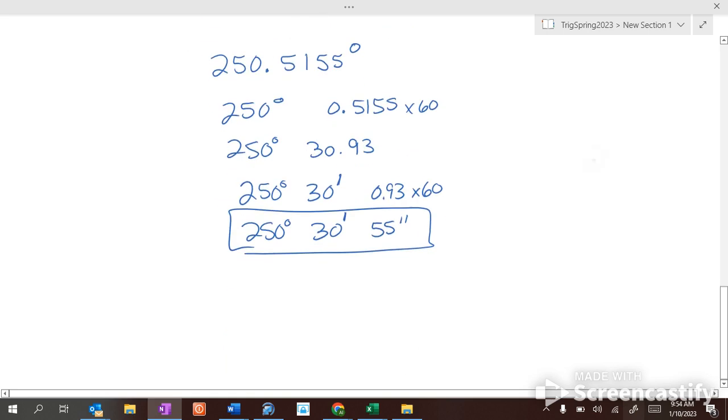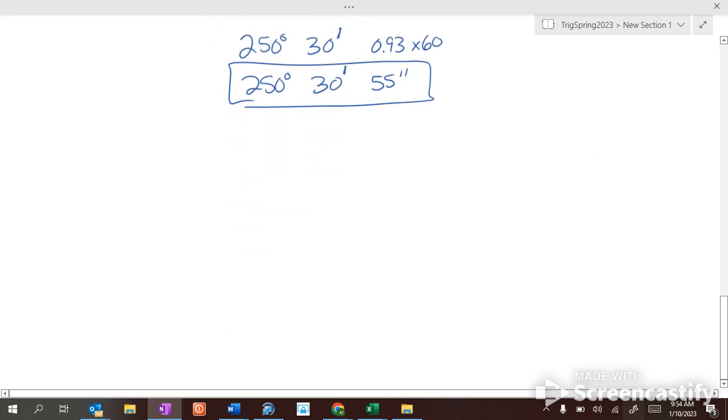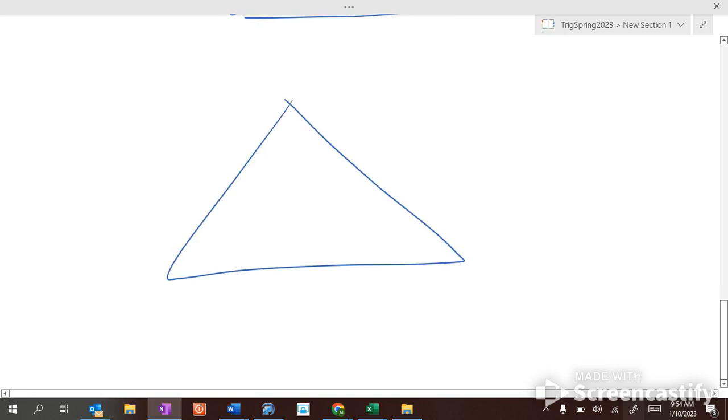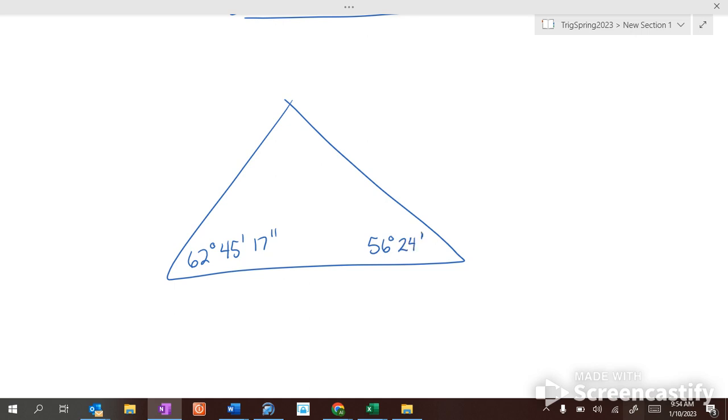Okay. Now, adding and subtracting. And you think, adding and subtracting is easy. Okay. So, let's say we have a triangle. This angle is 62 degrees, 45 minutes, and 17 seconds. And this angle down here is 56 degrees, 24 minutes, and 52 seconds. What's this angle up here?